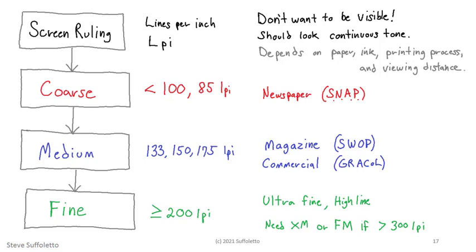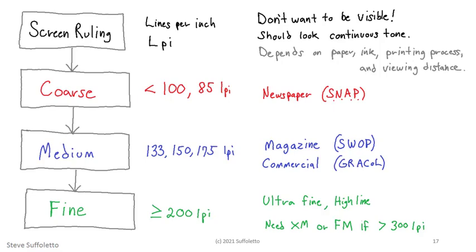And then the other category of screen ruling would be fine. This is probably 200 or above. So some people call this high line or ultra fine. At this point, you might want to consider getting away from AM and going to FM, frequency modulation, or XM, cross modulation hybrid. We can say this, however: the finer the screen ruling, typically the more detail you will record.